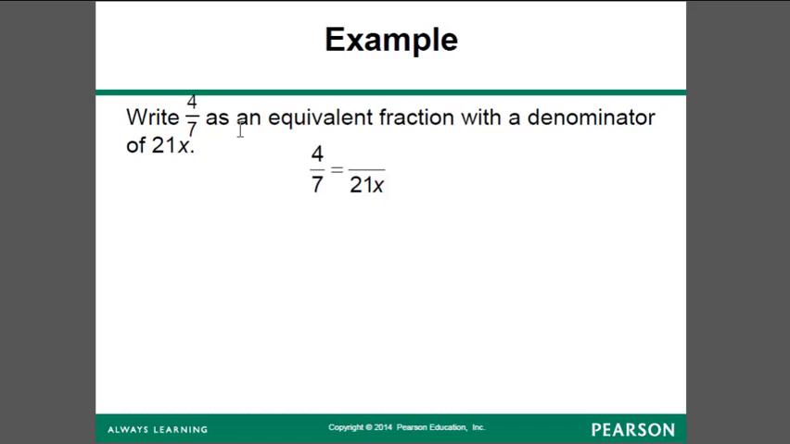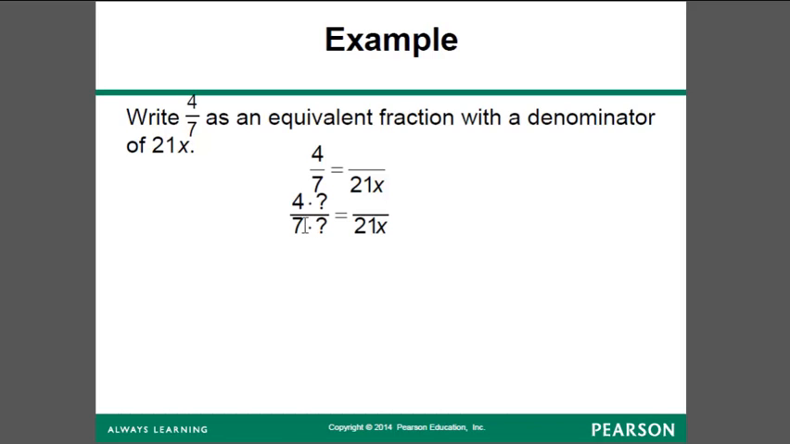Here I want to write 4/7 as an equivalent fraction with a denominator of 21x. What I have to do is figure out what I can multiply 7 by to get 21x. Whatever I multiply 7 by to get 21x, I must also multiply the 4 by. And that's why I've added these question marks here. What am I going to multiply numerator and denominator by?